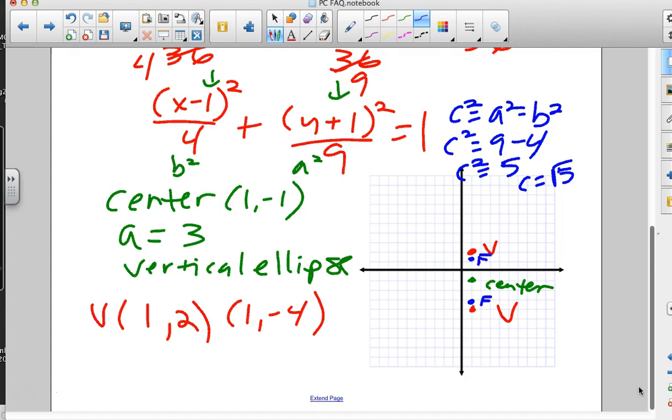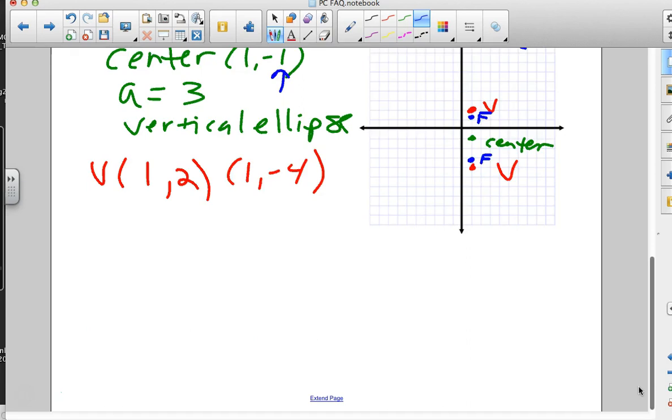But we're going to do the same thing we did with the vertices. It's all about this -1 and adding and subtracting the square root of 5. So the foci are going to be at 1 and -1 plus or minus the square root of 5, and that is a perfect answer. So that's exactly how we want to leave that.